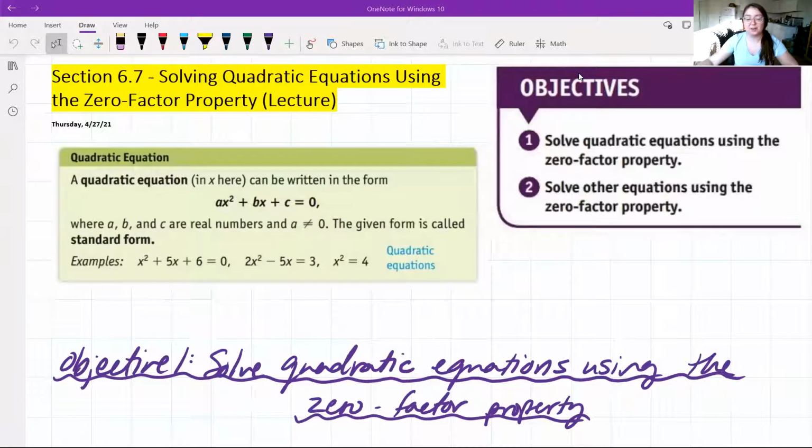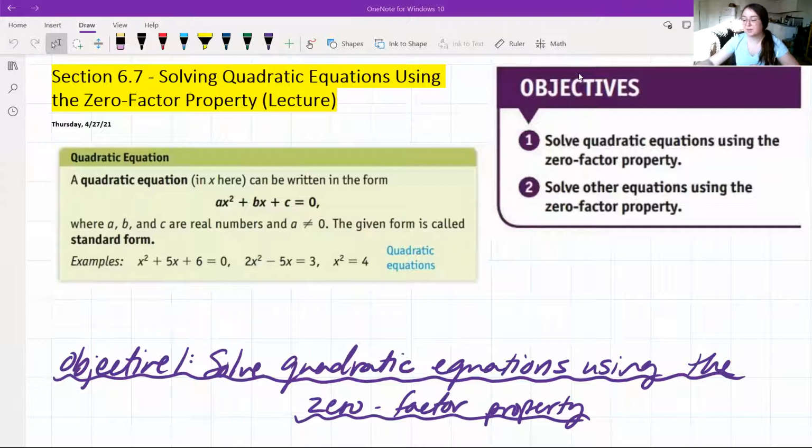All right, hello everyone. Our lecture today is going to be on section 6.7, solving quadratic equations using the zero factor property. So this is our last lecture here of the semester. So let's make it a good one. All right, we got two objectives.